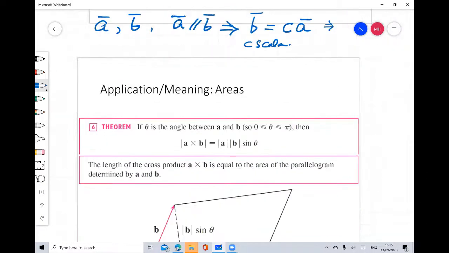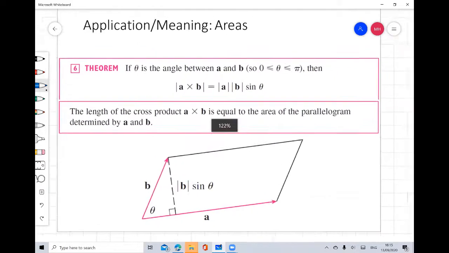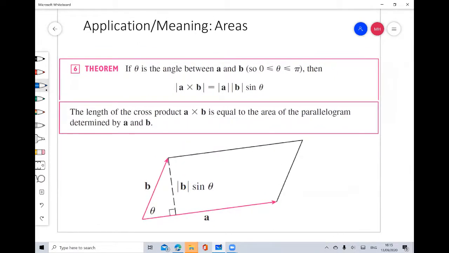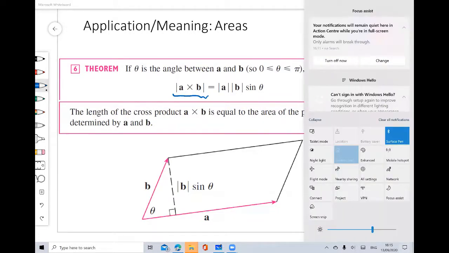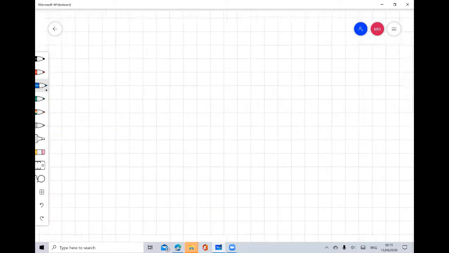Okay, now let's go further. I want to find another definition for the cross product, like we did with the dot product. But now I want to find the length of the cross product. Actually, the proof of this relation is long, but I'll give you just an idea of how we can do this.